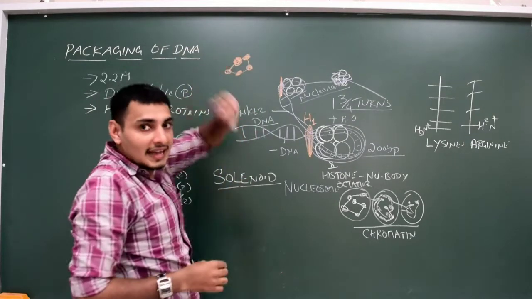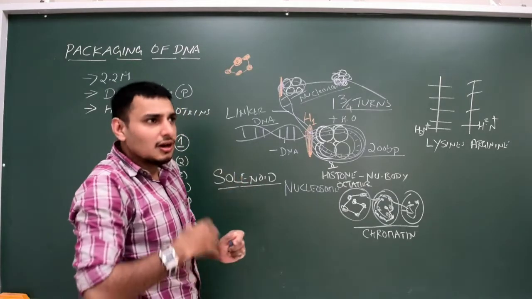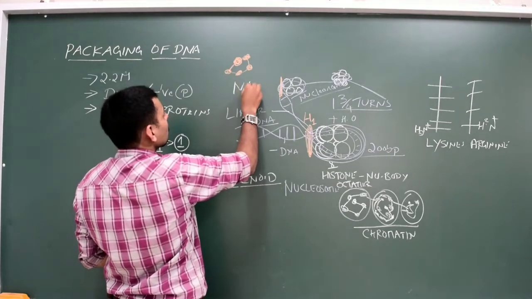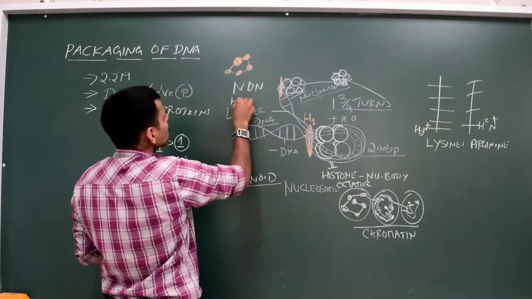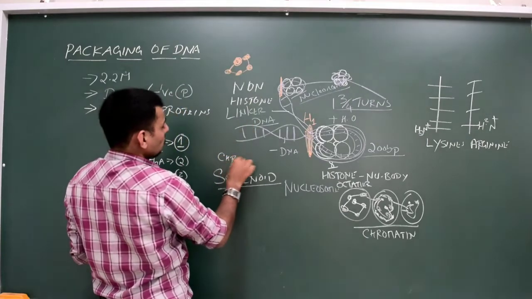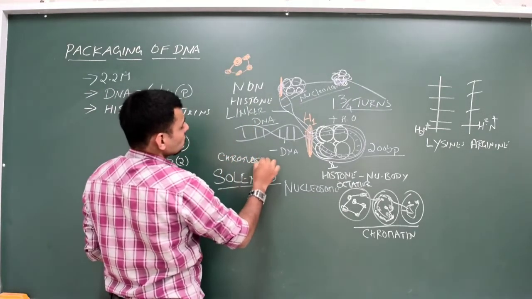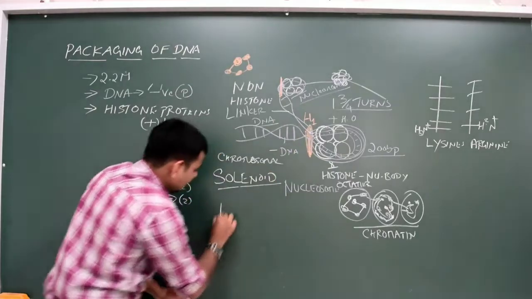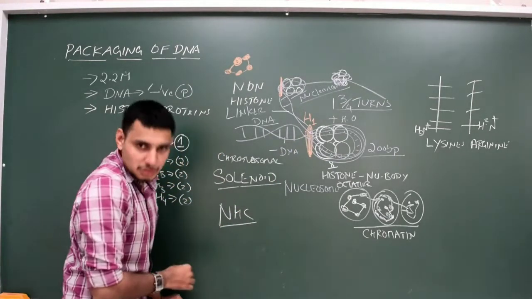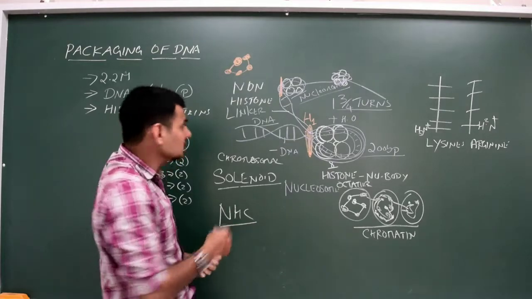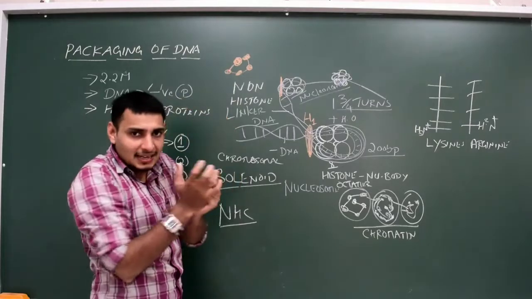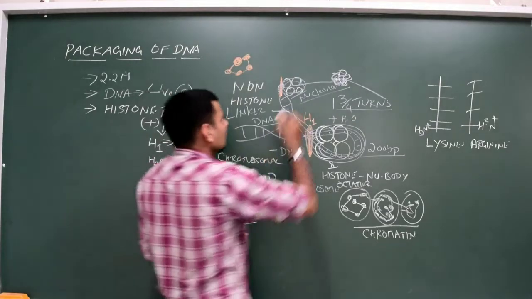Now at higher level, it requires a special type of protein called non-histone chromosomal proteins. I write here NHC, non-histone chromosomal proteins. They are not histones. They are different types of proteins, bigger proteins. They actually bring all these solenoids intact, making it look like a wheel.